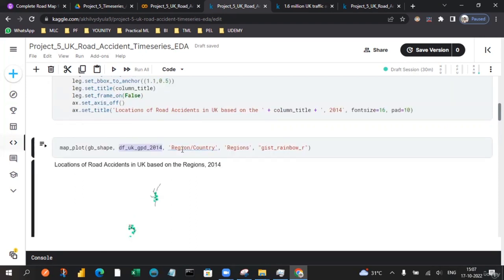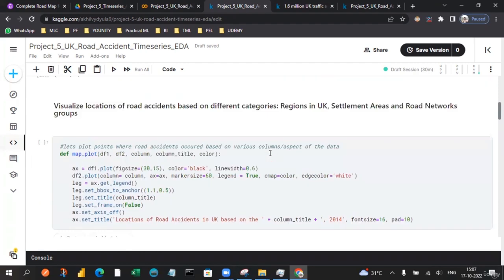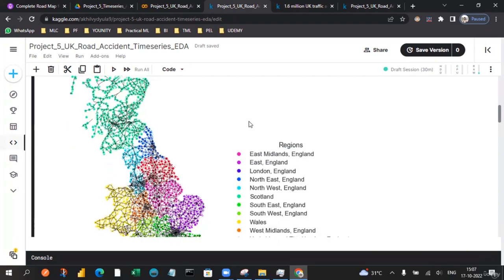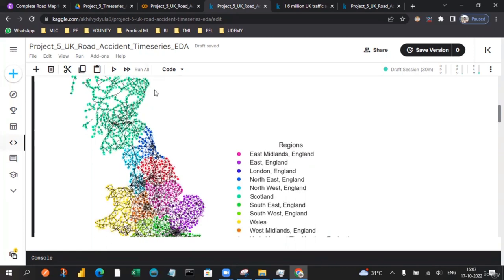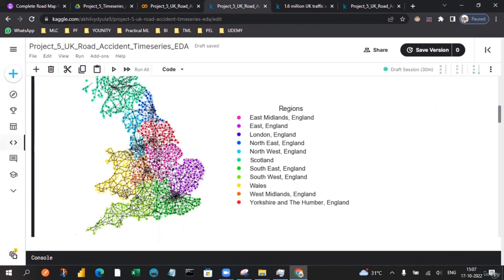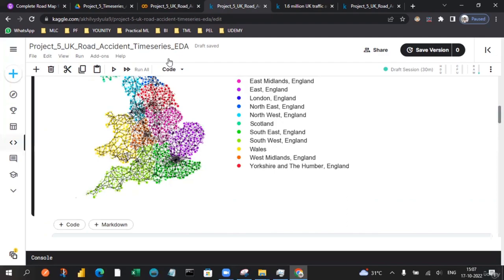So let's play around with the UK 2014 accident data set, along with the geometric shape and data frame, and the region and also the country corresponding to the features according to the regions we require. And let's see. Most of the accidents occurred in northwest England and also Scotland. In this population, you can also see southeast England having more of these accidents when compared to Wales and also when compared to West Wales in England.